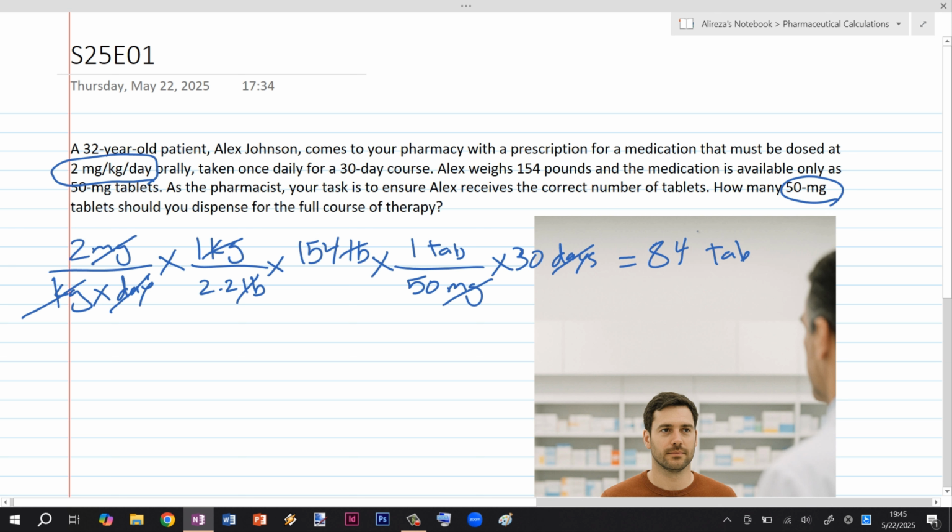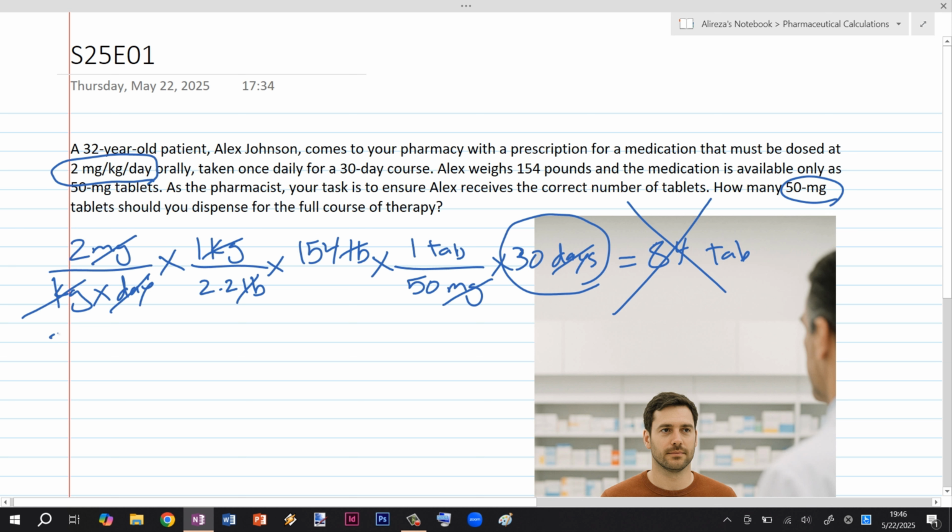Now, unfortunately, this is the wrong answer, because what you basically ended up doing is that this gave about 2.8 tablets per day, and we cannot really take a portion of a tablet. So essentially, before you do the 30 days, you actually want to get the math here so you can round it to a full tablet before you get to the 30 days.